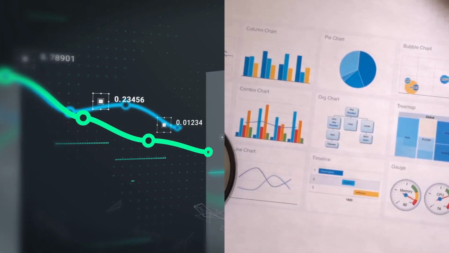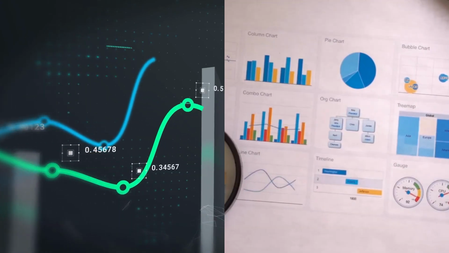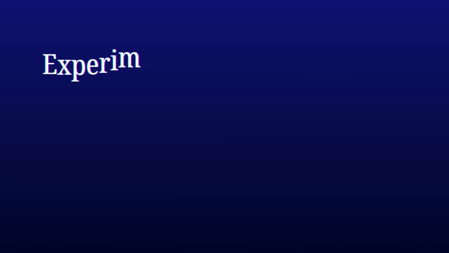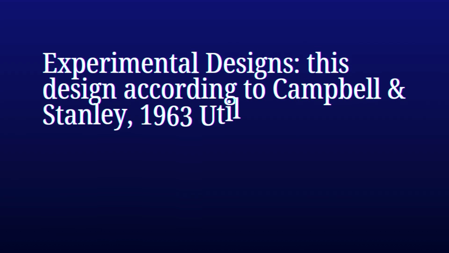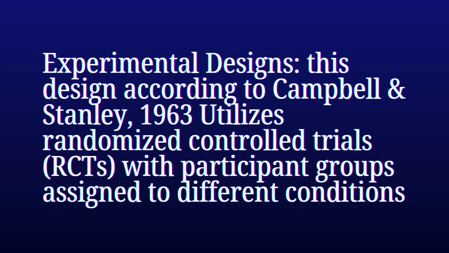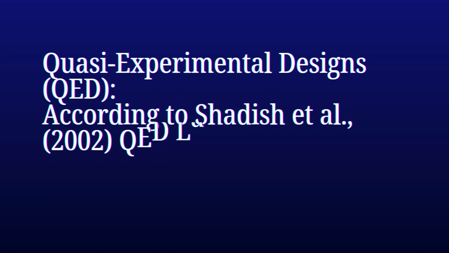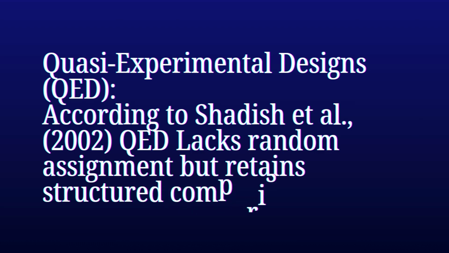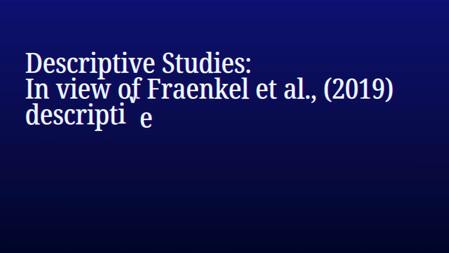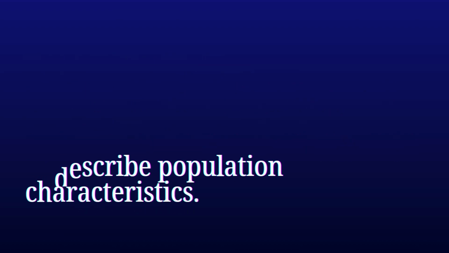We may give an example: analyzing census data to determine demographic trends in urban versus rural population growth. Common quantitative designs include as follows: experimental designs. This design, according to Campbell and Stanley, 1963, utilizes randomized controlled trials, RCTs, with participant groups assigned to different conditions. Quasi-experimental designs, QED. According to Shadish et al., 2002, QED lacks random assignment but retains structured comparisons. Descriptive studies, in view of Fraenkel et al., 2019, employ surveys or observational methods to describe population characteristics.